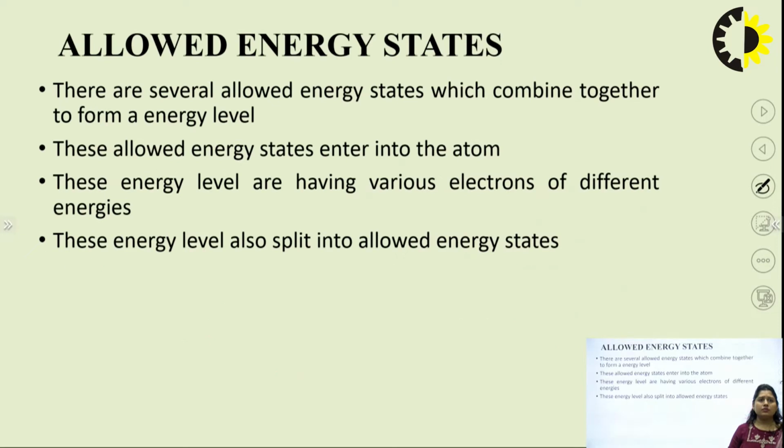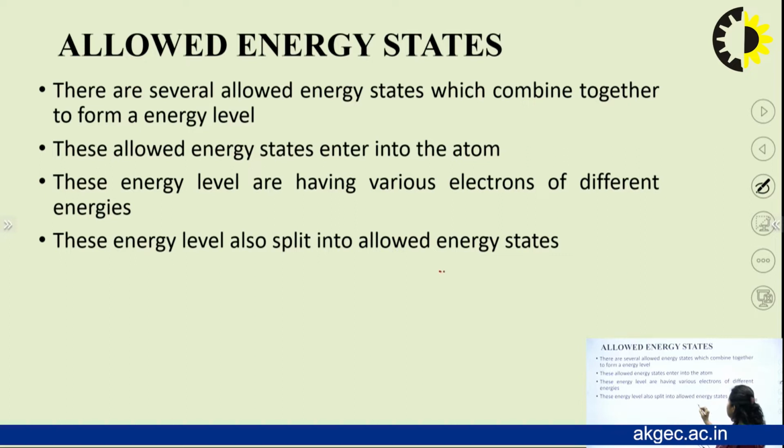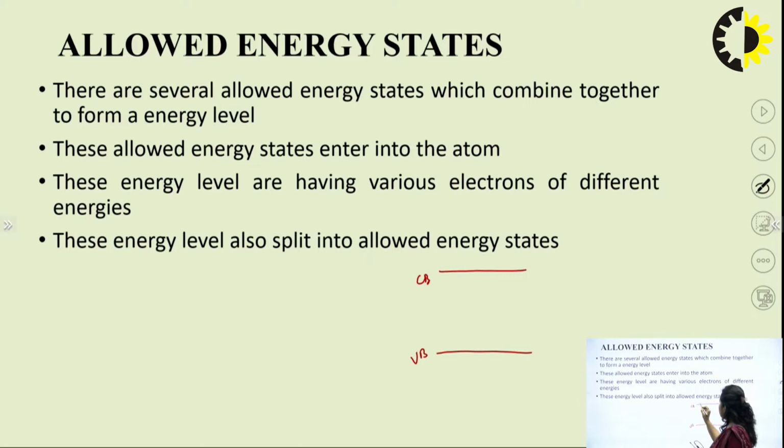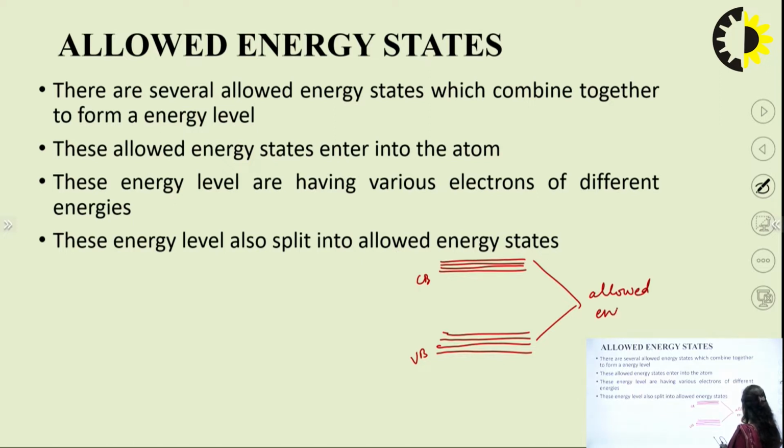Next, what is an allowed energy state? There are several allowed energy states which combine together to form an energy level. Once we have the valence band and the conduction band, as we have discussed, in the conduction band we have energy states, and in the valence band we also have energy states. These are the allowed energy states in which the atom can exist.